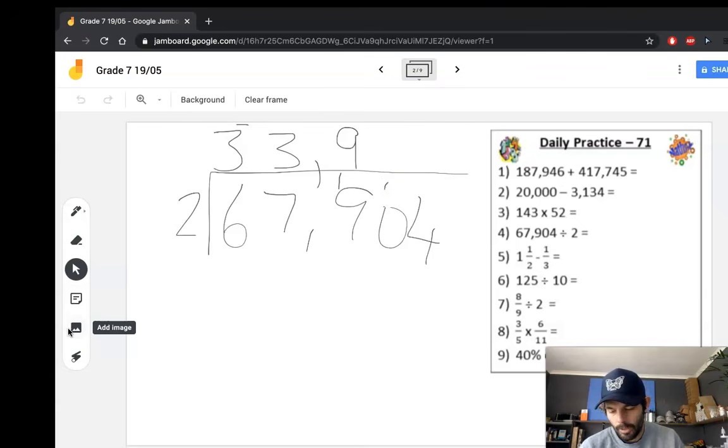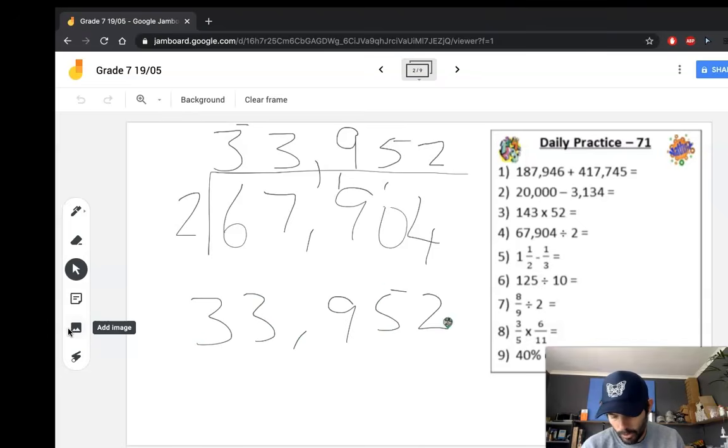So 2 goes into 10 5 times, and 2 goes into 4 twice. Okay, then if you wanted to check, which I encourage you to do, multiply the answer by 2, and see if you get the dividend.